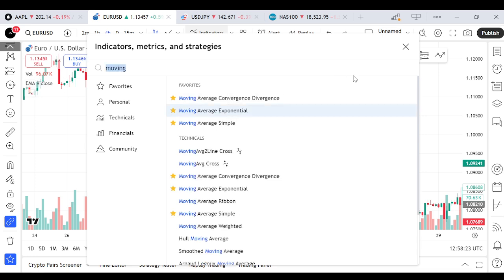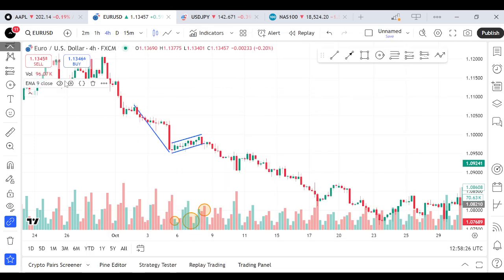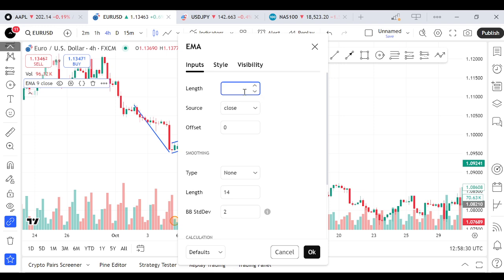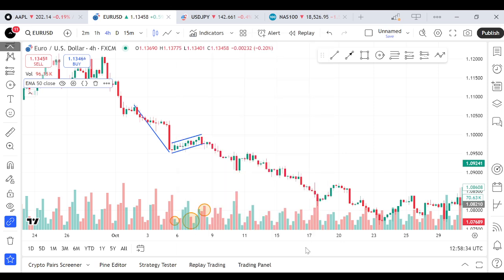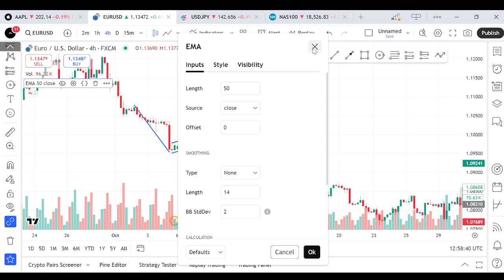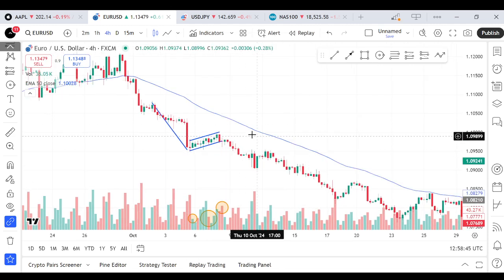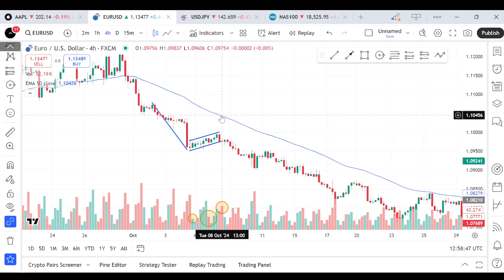I like to add my exponential moving average, and I like to use the 50 period in this to tell the trend. And looking at this, you can see that, okay, the EMA is loading, and you can see increased volume here. So price is also below our 50 period EMA.